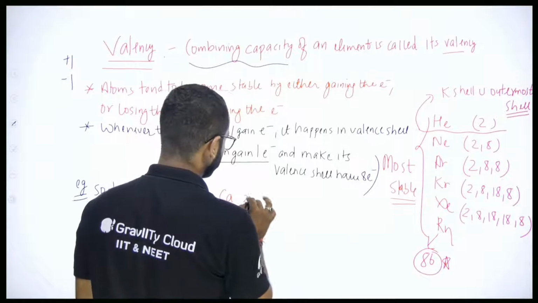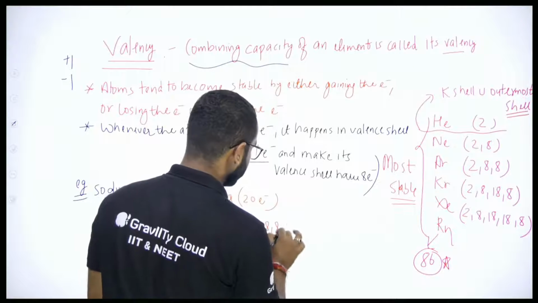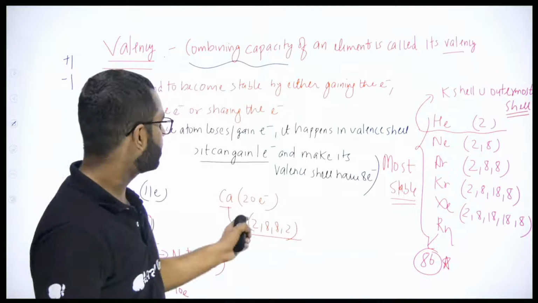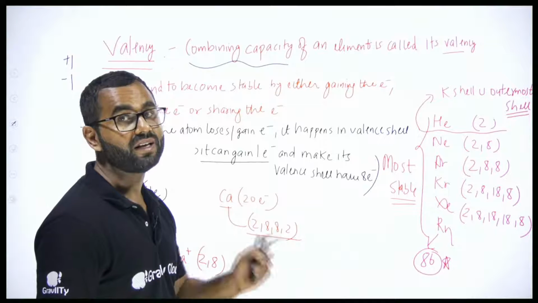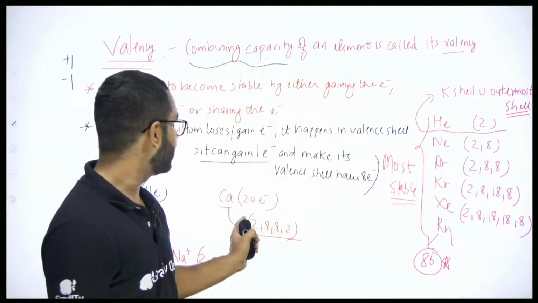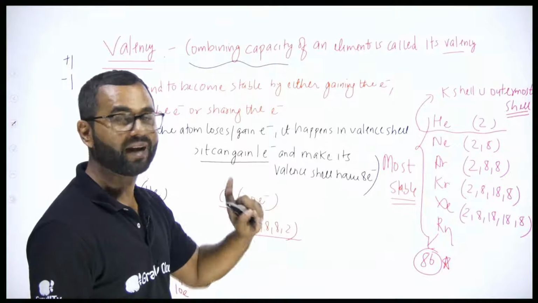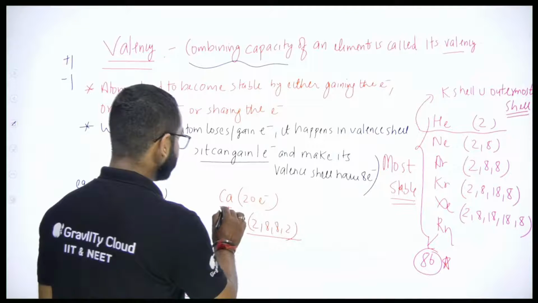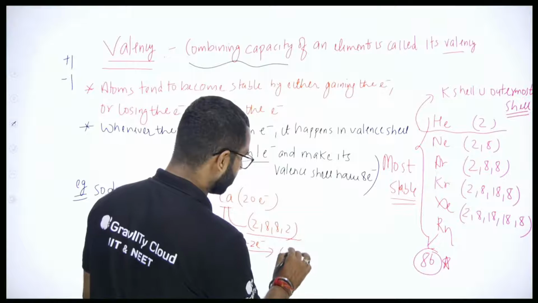Calcium has 20 electrons, right? And its configuration is 2,8,8,2. So now calcium will have difficulty in gaining 6 electrons, but it will easily lose 2 electrons. Calcium can easily lose these 2 electrons, but it will be difficult to add extra 6 electrons in the valence shell. So calcium can do one thing, it can lose 2 electrons and form Ca2+.